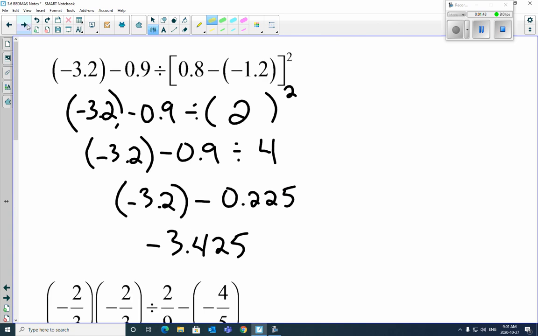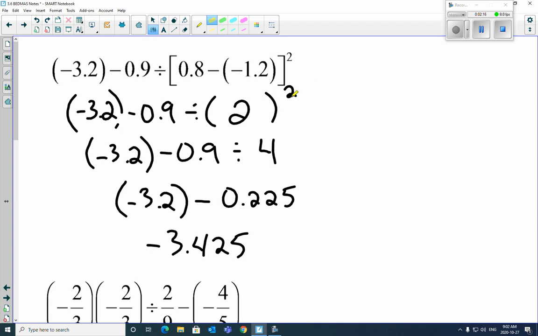Another example here. It looks a little more complex, but it's not really. So negative 3.2 subtract 0.9 divided by all of this stuff in brackets, which is 0.8 subtract negative 1.2 squared. Now, the brackets mean we've got to do all of this stuff in brackets first. So we're going to do this subtraction here in the brackets. So negative 3.2 subtract 0.9 divided by, we do this in brackets here, we end up with 2, and it's 2 squared.